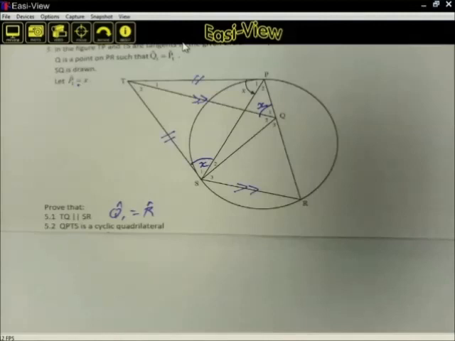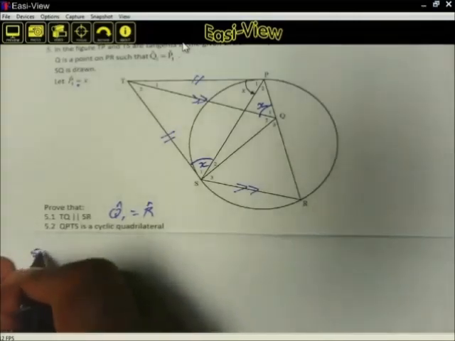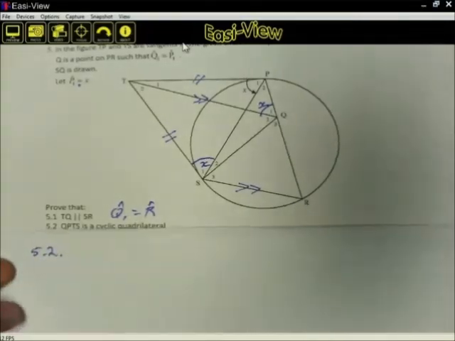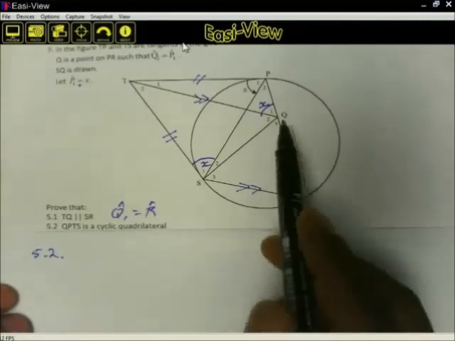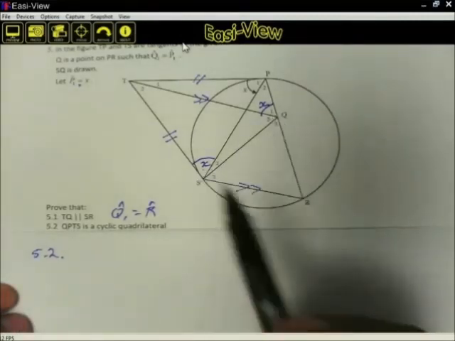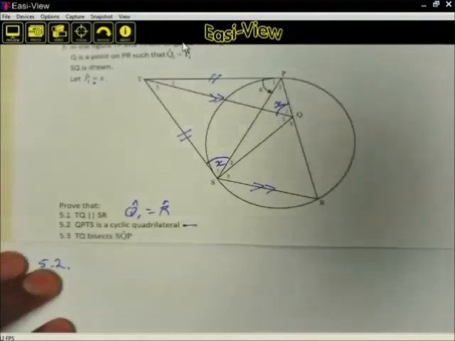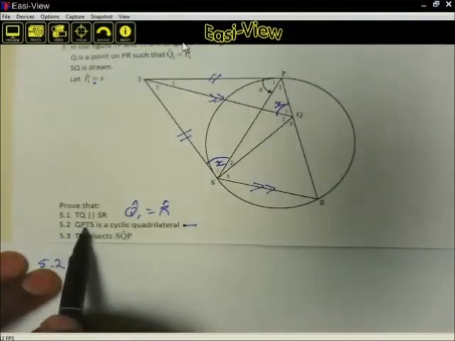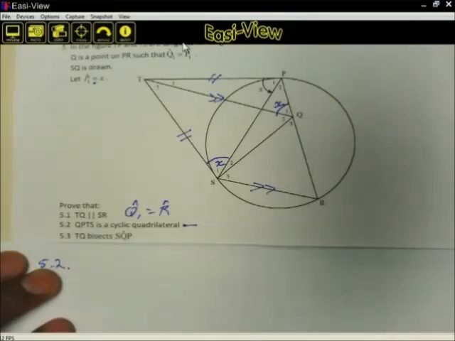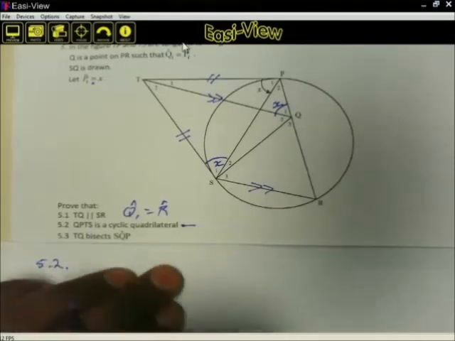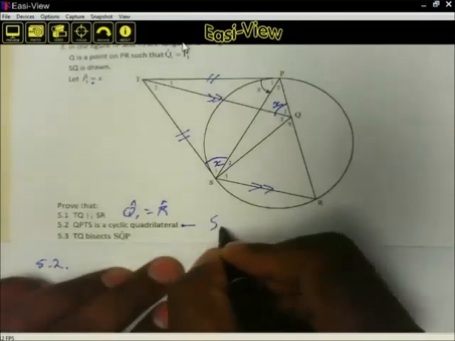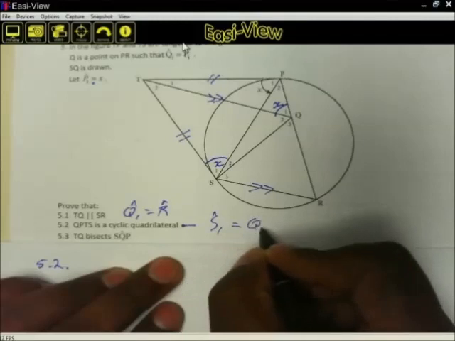Now let's work it. Remember, the information indicated here is when we are just analyzing the problem. Let's go to 5.2. We want to prove that Q1 is equal to S1. That is our destination. Ask yourself a question: when will QPTS be a cyclic quad? The answer is if S1 can be equal to Q1.